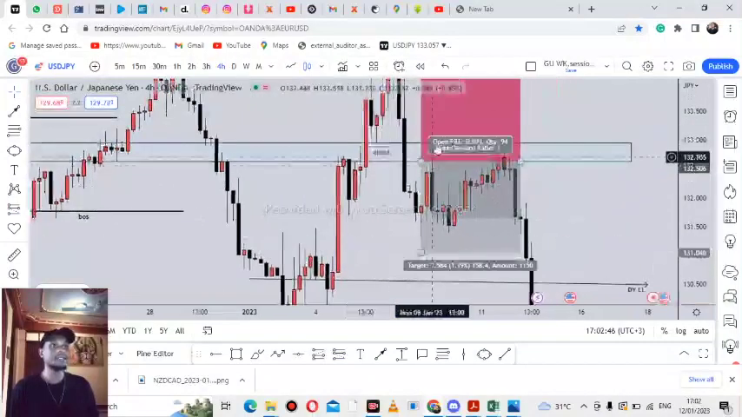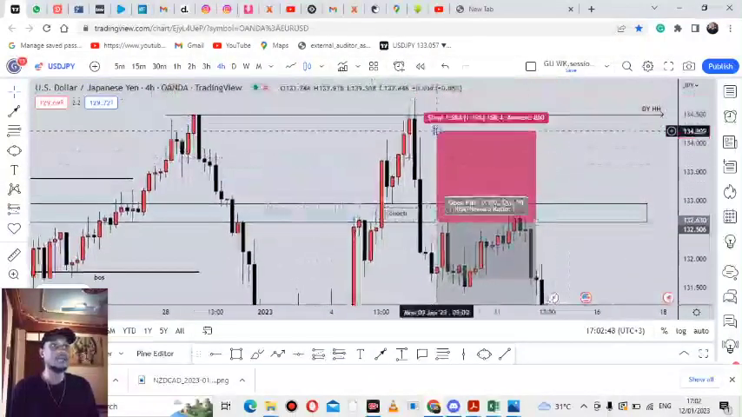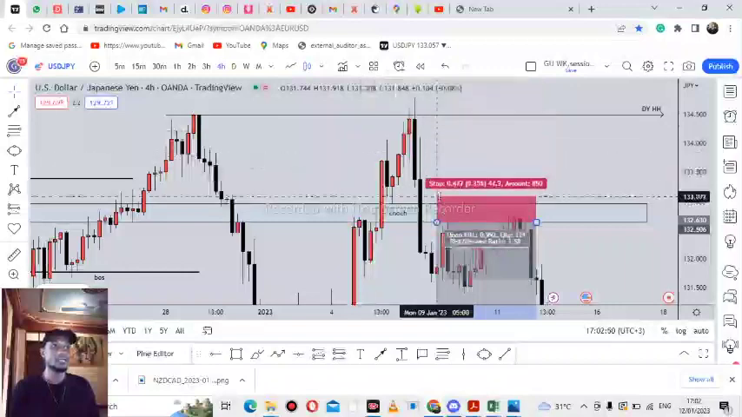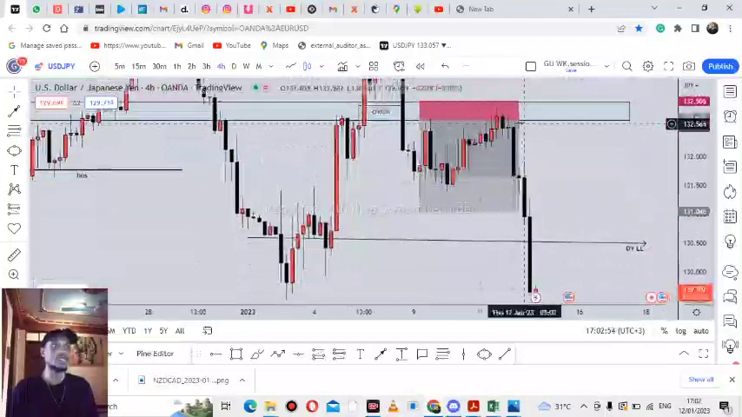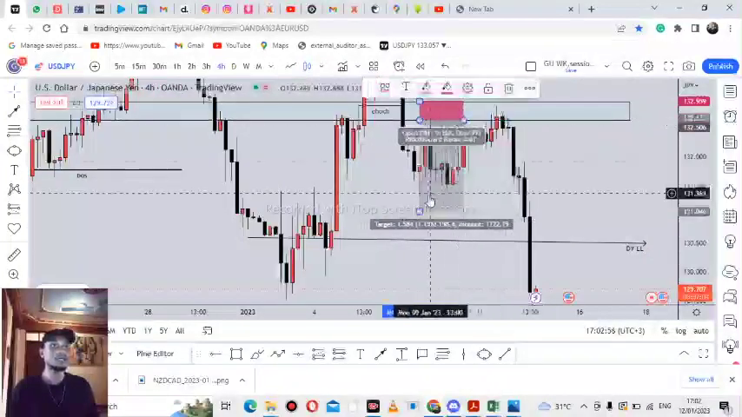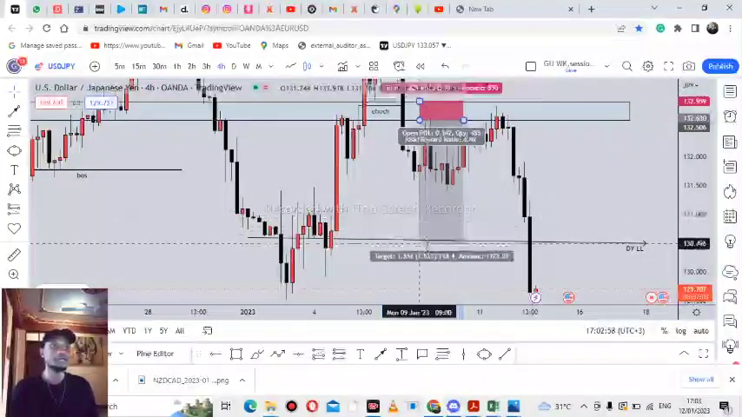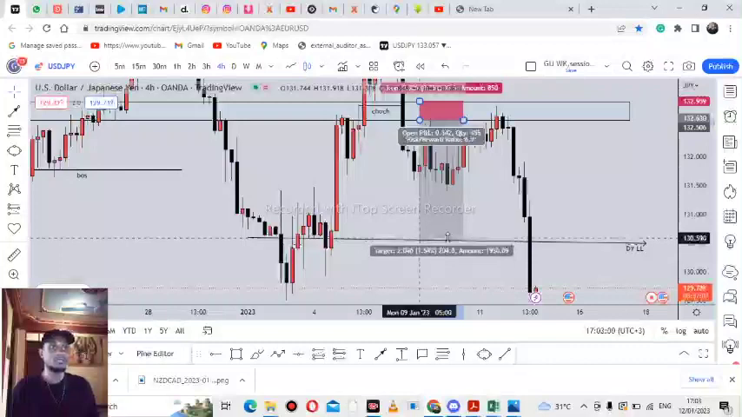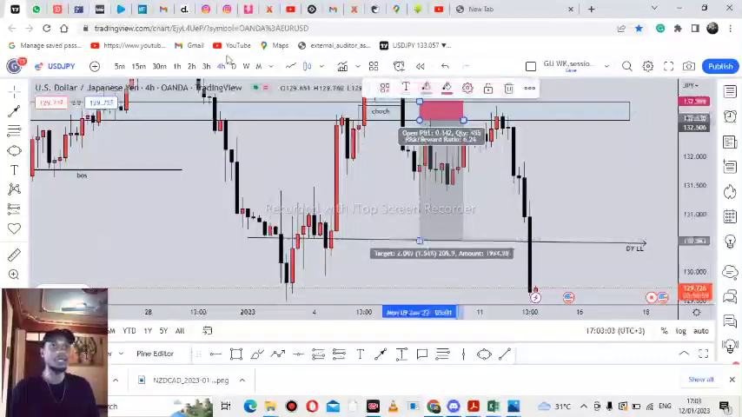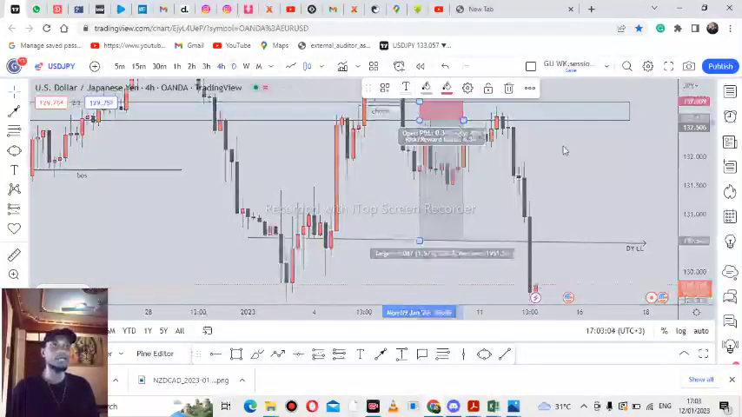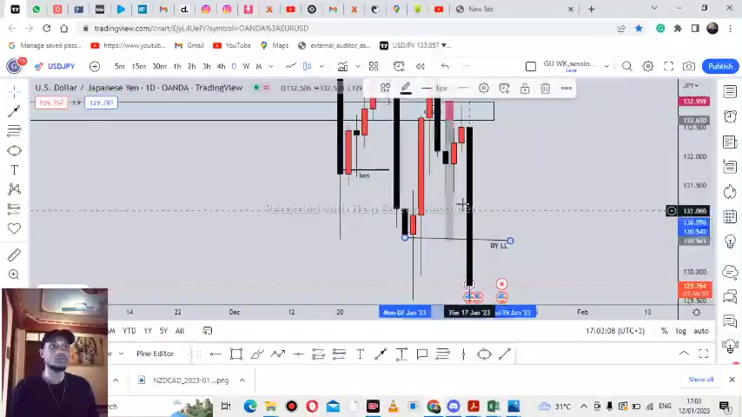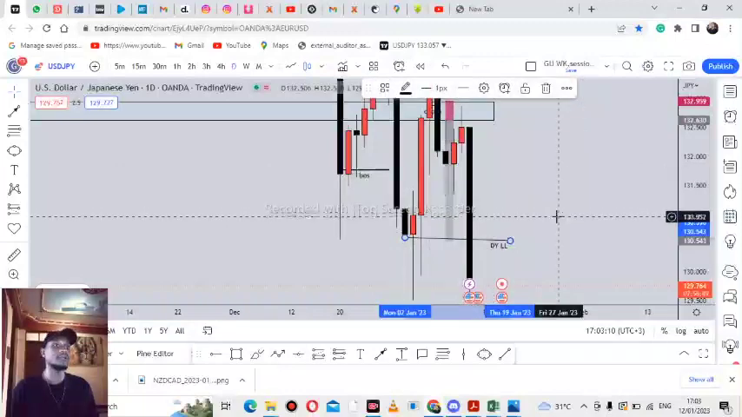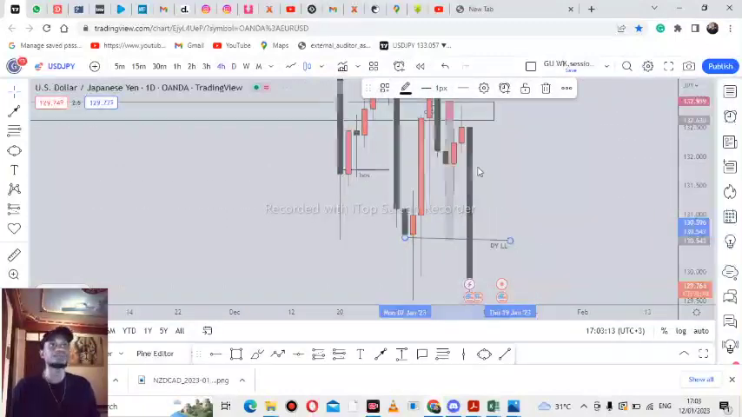So this area is where I took my first trade. I placed my sell trade on the lower line of the support and resistance zone. This is where I took my first trade here. And my exit point was this point, the lows of the lower low of the daily. This was my planned exit point, where I closed this trade with 203 pips.